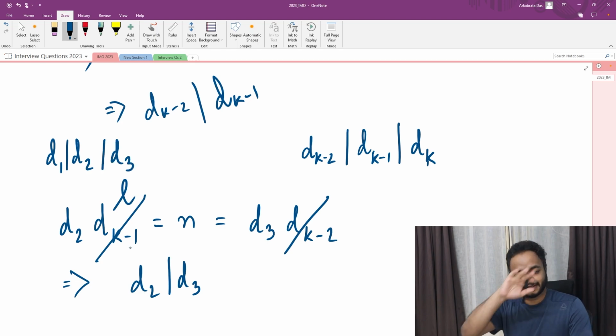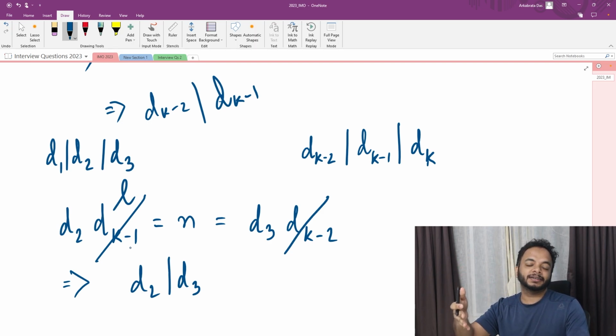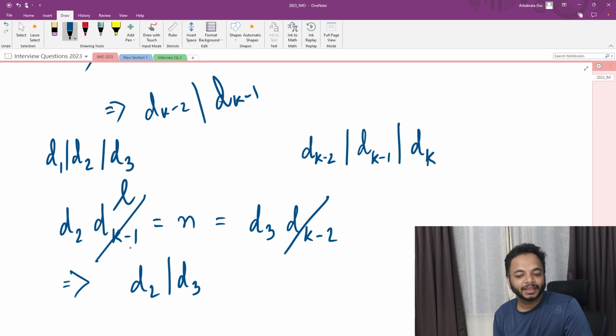So now you see a sequence forming: the first divisor divides the second, and the second divides the third. Also from the back, the second last divides the last, and the third last divides the second last. Will this relation continue? That's the question. While first solving, I also checked how we can go from d3 to d4, as well as how we can show d_(k-3) divides d_(k-2).